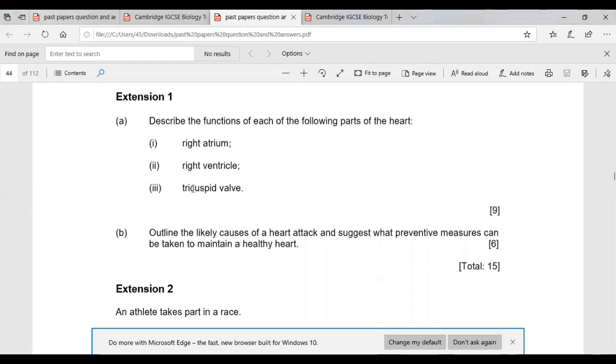Okay, no problem. What is the function of tricuspid valve? So the tricuspid valve, it closes to prevent blood from returning back again into the right atrium. Thanks. Thank you. Thank you, sir.